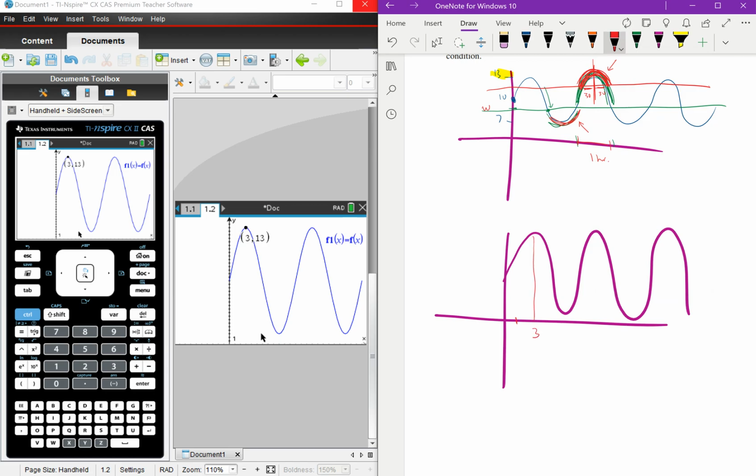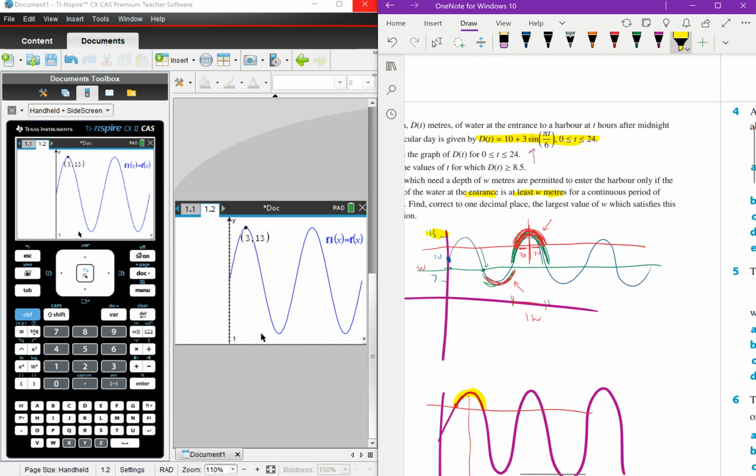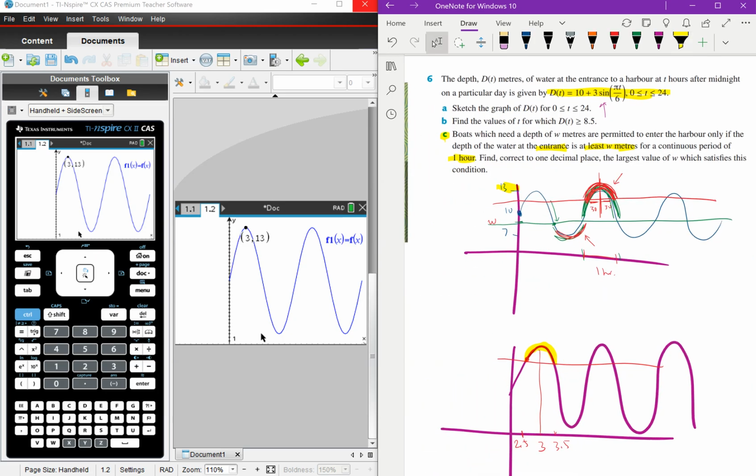So for it to stay continuously above a certain level for 1 hour, this has to be 2.5 and this has to be 3.5, and then the distance that you have above it from here to here will have to be for 1 hour. That's when it'll be above for 1 hour. Okay, so when the question asks me, what is it asking for? It says, find, correct to 1 decimal place, the largest value of W which satisfies this condition. So we know that it will be from 2.5 to 3.5.